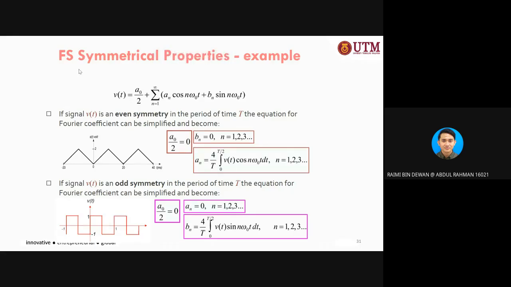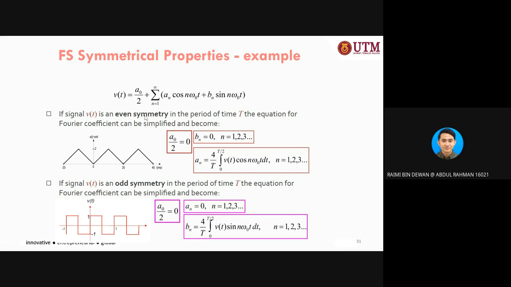Now, Fourier series symmetrical properties. This is an example of the trigonometric series. Why we mention trigonometric is because we have cos and sine here. So A naught over 2 is your DC, and then you have the summation sigma, 1 until this. If signal Vt has an even symmetry in the period of time T, the equation for the Fourier coefficient can be simplified.